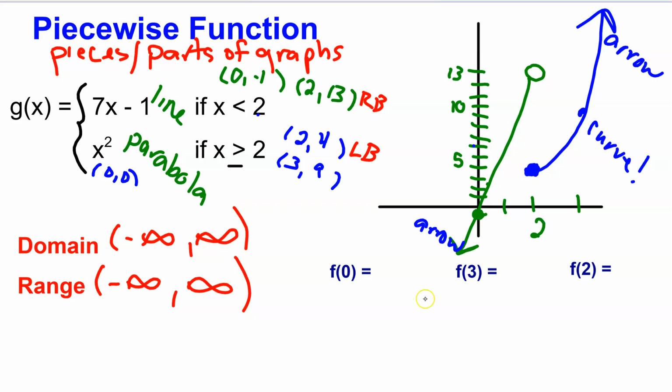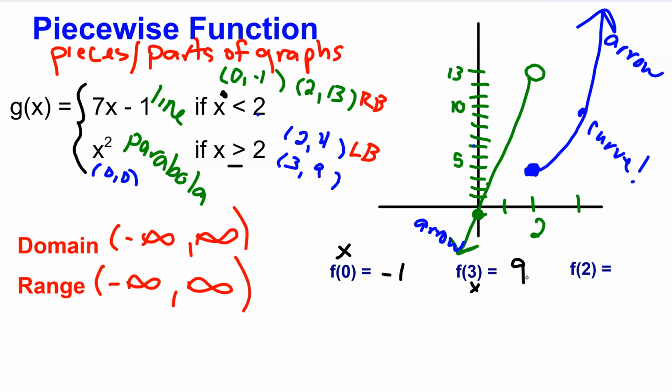So let's take a look at these points here. If I have f of 0, I have to think x is 0, so I have to use this one right here because x is less than 2, and if I plugged in a 0, I'm going to get -1. If my x was 3, I'm going to have to use the second equation because that's where the x's are greater than or equal to 2. And if I plugged in 3 there, that's going to be 9.